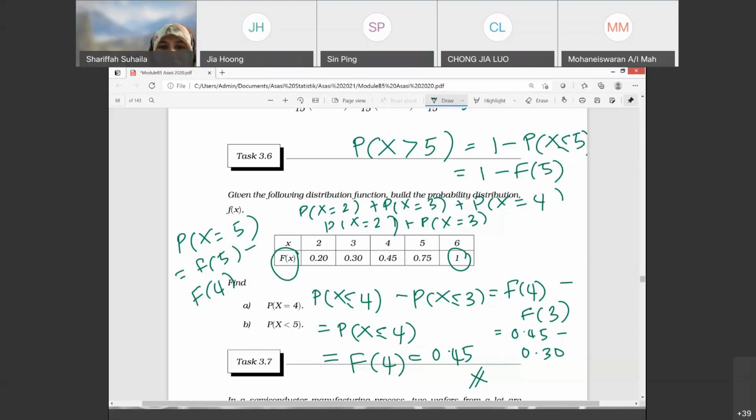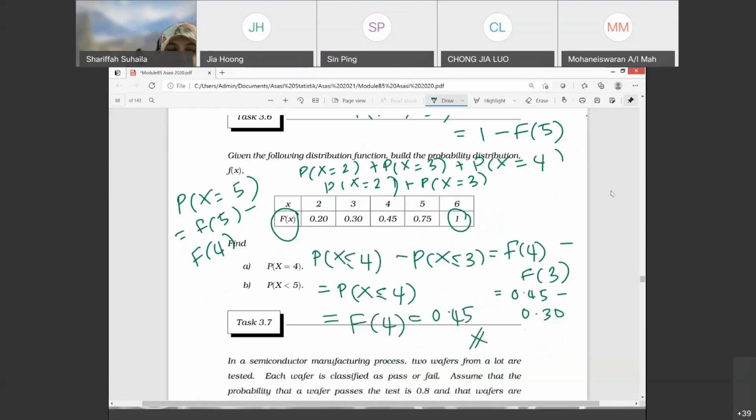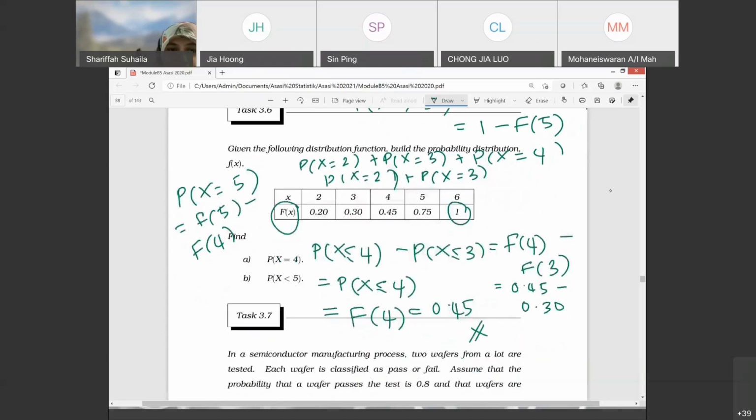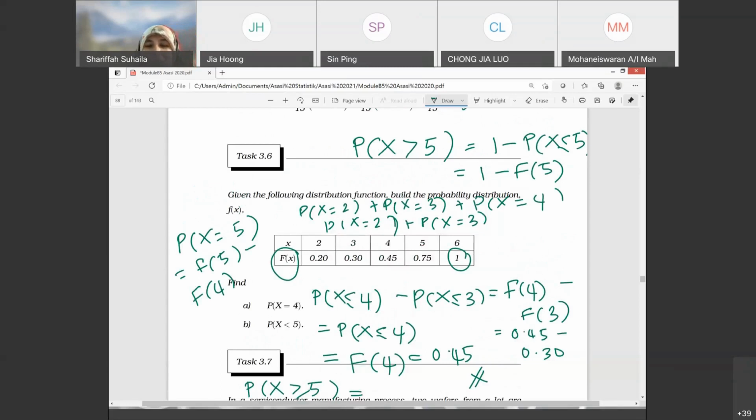Kalau let's say saya letak kat sini probability X greater than or equals to 5. So what you need to do? Dia akan jadi apa? Greater than or equals to 5. So 1 minus apa? So X greater than or equals to 5. You will have probability X equals to 5 plus probability X equals to 6.